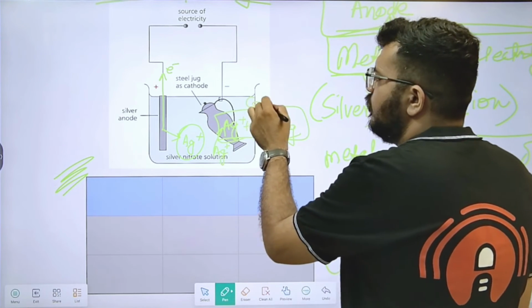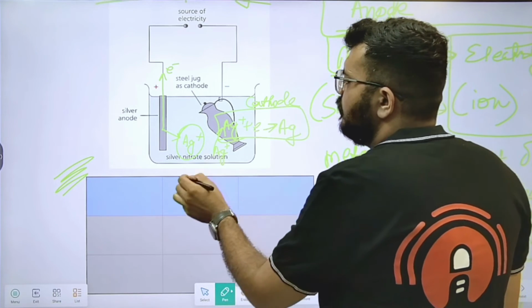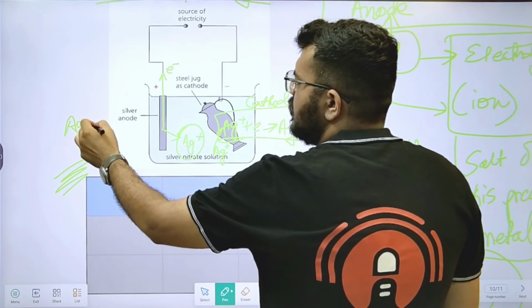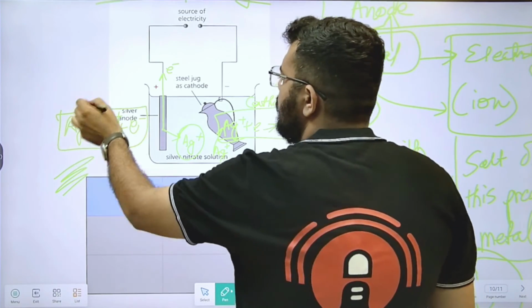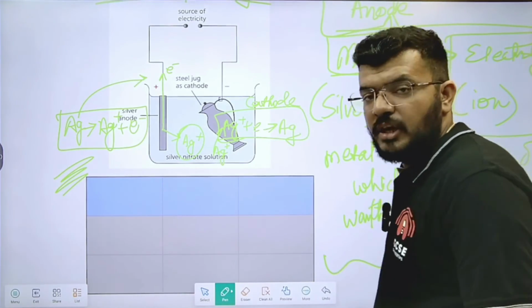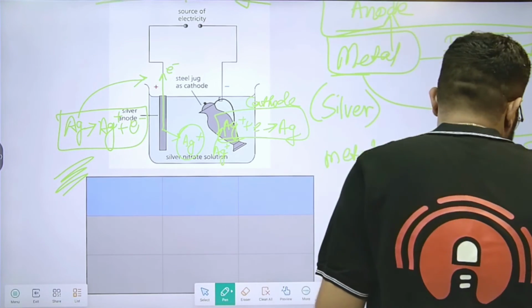So this is happening. I've already given you the answer. So this is happening at the cathode and Ag gives out Ag plus electron. This happens at the anode, right? Hopefully you can write the observations on your own.